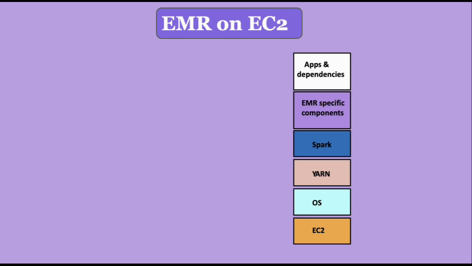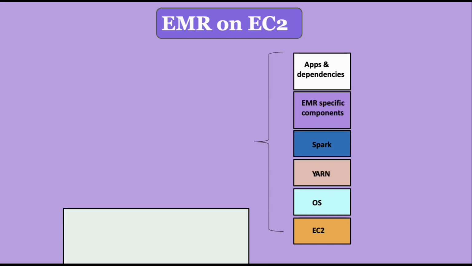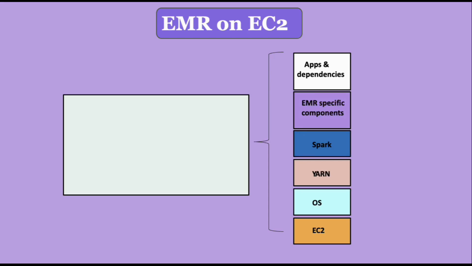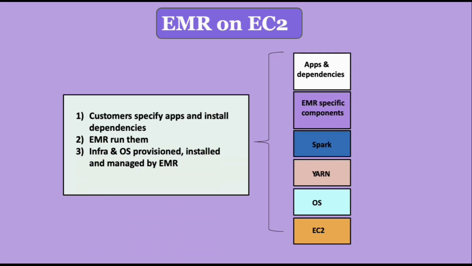Now, if this is the case, then what are the responsibilities for the customers and for the EMR service? Let us look at that. First, the customers must specify the applications and they also need to install the dependencies. This is important. The required libraries, frameworks, third party, anything that the applications require, they have to install it. And the EMR service basically runs these applications and the dependencies together. With respect to infra and the OS, it is provisioned, installed and managed by the EMR service.